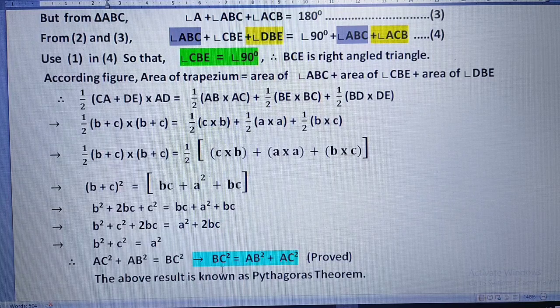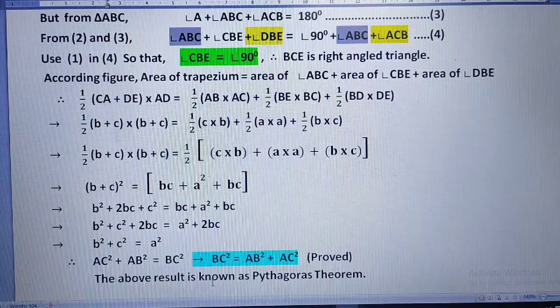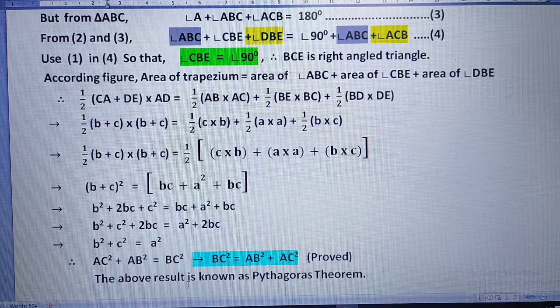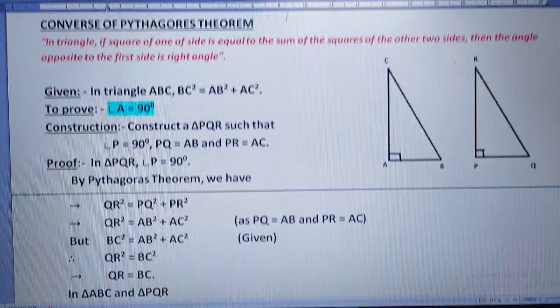So this is the relation between the sides of a right angle triangle, where AB is one side, adjacent to the right angle, AC is also one of the sides adjacent to the 90 degree angle, and BC is the hypotenuse. So BC square is equal to AB square plus AC square. This is the theorem you can apply in the application stage. We will discuss the next part.